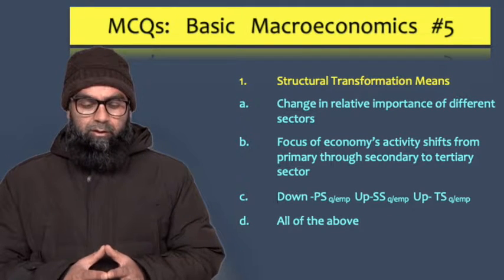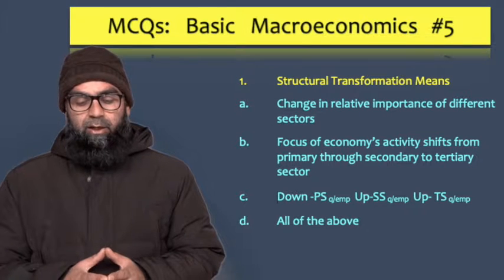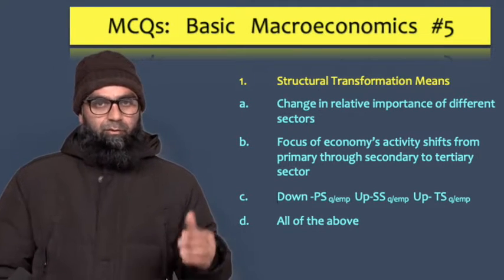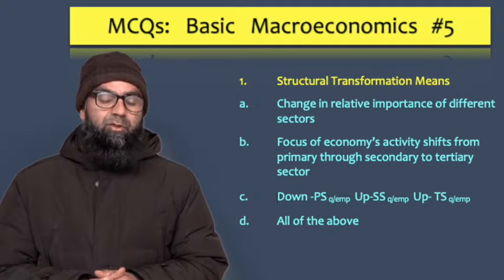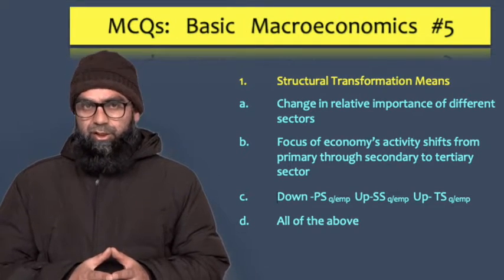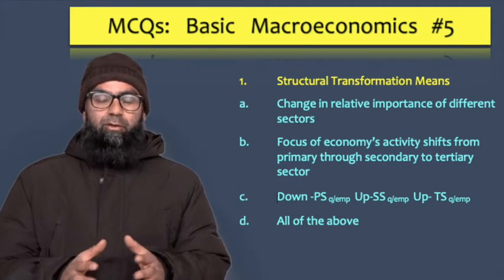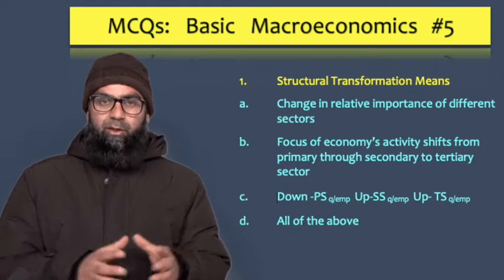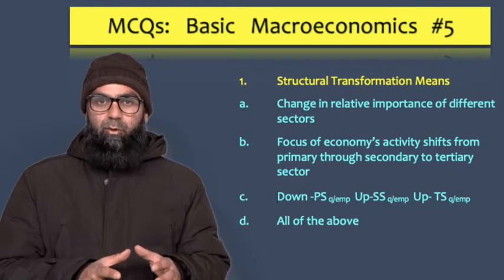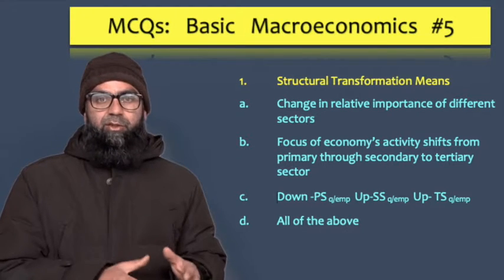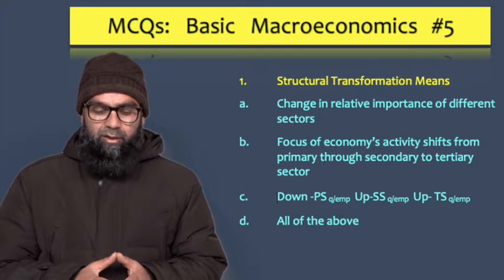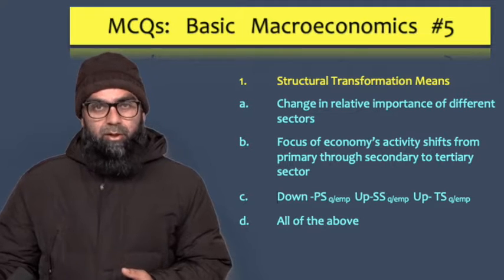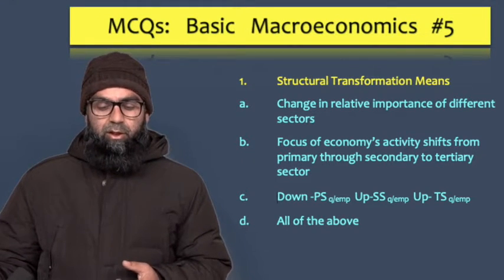Now if you know about the idea of structural transformation, then we will be conversant about the fact that all the three options given, A, B and C, represent structural transformation, because in structural transformation relative importance of different sectors changes, and then the focus of an economy's activity shifts from primary to secondary and finally to the tertiary sector. GDP and employment contribution of the agriculture sector, the primary sector, comes down as a percentage, and that of the secondary sector and tertiary sector goes up. So all the three options represent structural transformation, and therefore the most appropriate answer over here is the last one, D option, all of the above.